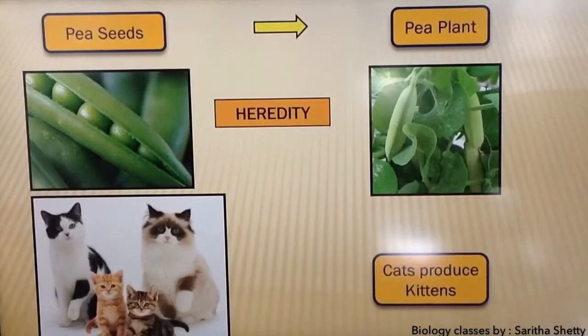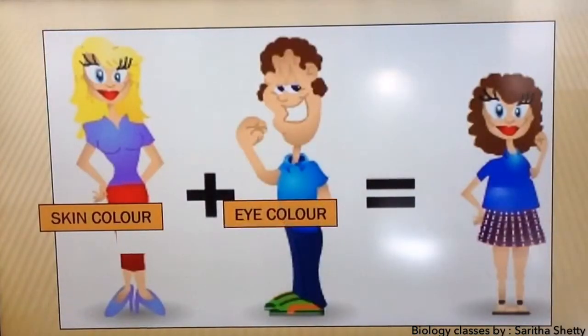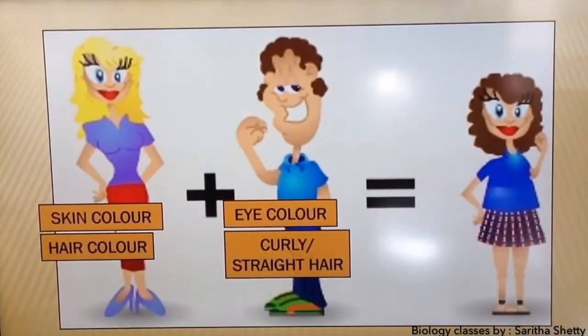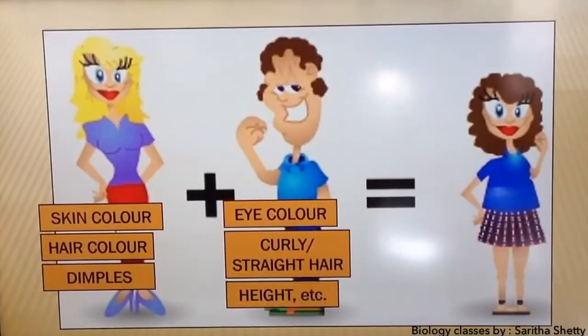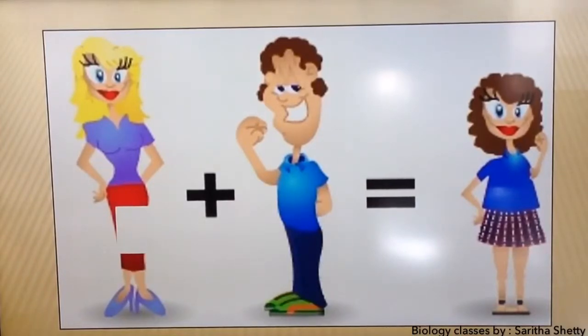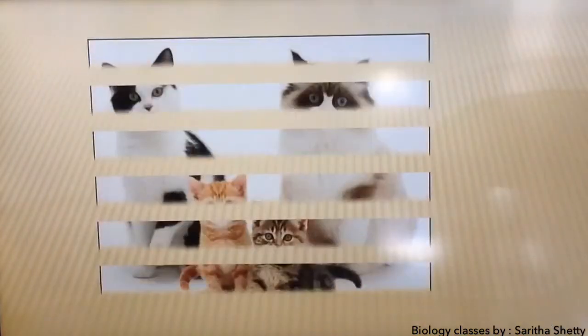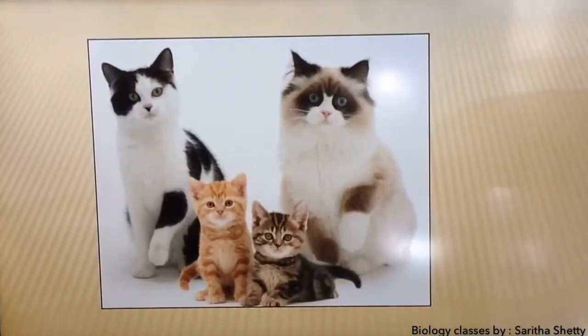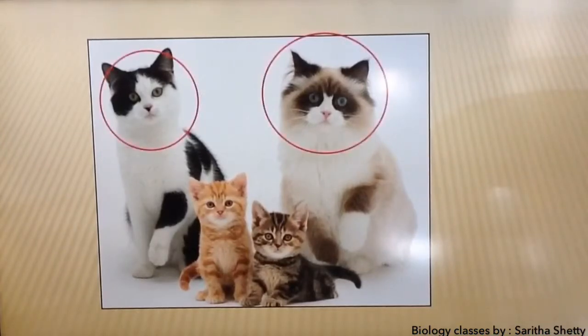Now let's see some of the characters like the skin color, the eye color, the hair color, and variations, that is, presence of curly or straight hair, presence or absence of dimples, the variations in height. So we see a variety of combinations in these. Again, if we consider this group of cats, don't they resemble each other? At the same time, students, they also show variations from each other.